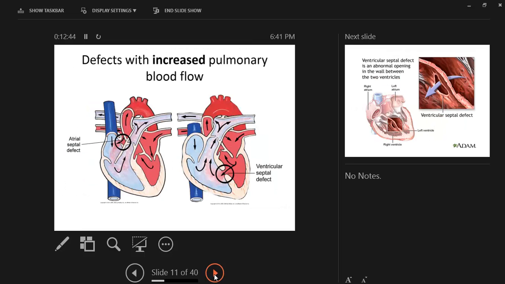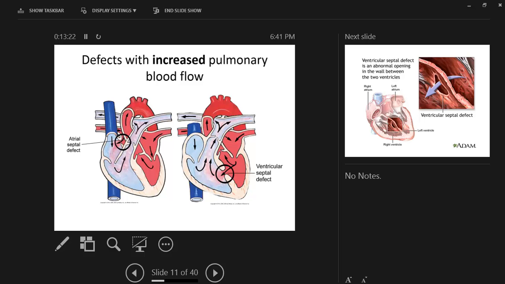Here are some defects with increased pulmonary blood flow, which would be acyanotic: the atrial septal defect, and then you see the ventricular septal defect. These are holes in the septum that separate the chambers. One is between the atria and the other one is between the ventricles. If they have a hole in the septum between the right and left atria or between the right and left ventricle, it creates problems later in life, and they may need surgery by about age 5 to 6. It really just depends on what size it is.